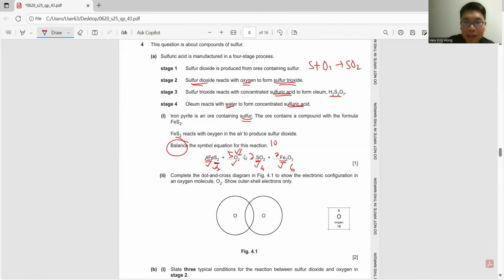Part 2. Complete the dot and cross diagram in figure 4.1 to show the electronic configuration in oxygen. You show outer shell electrons only. So we check back, oxygen is 8 protons or 8 electrons, so it's 2, 6, which means it needs to share 2 electrons. So each of them needs to share 2 electrons. So after sharing 2 electrons, we have 4 more electrons that are not sharing. So at last you have 6 cross and 6 dot, and make sure the 4 of them are in the middle.